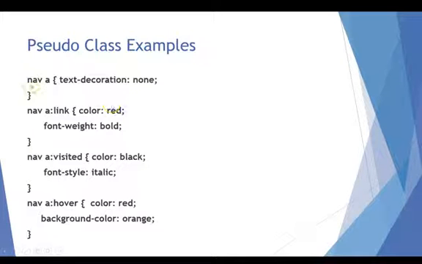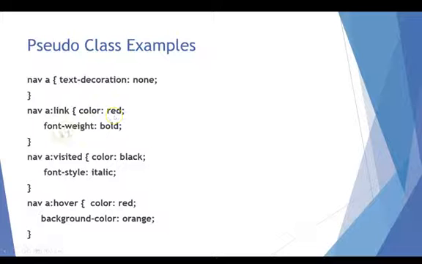So here, look at this. Nav A, text decoration equals none. What that does is it removes the underline for the links, and it's only doing that for the links when they're in the nav. So this is only going to affect our navigation links, not any other links that we have in the document.